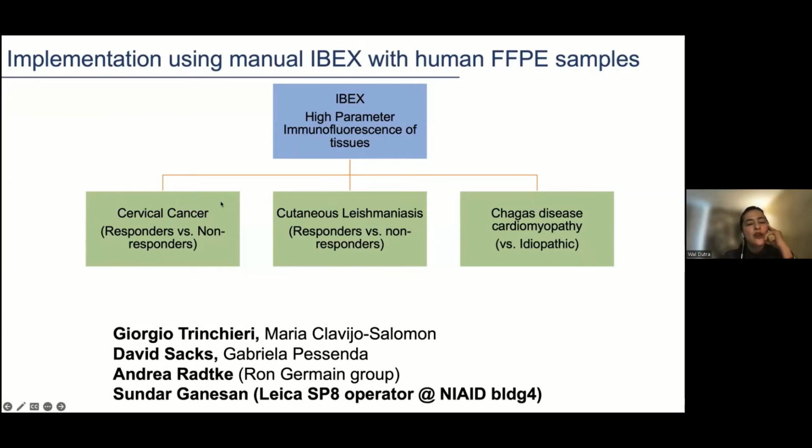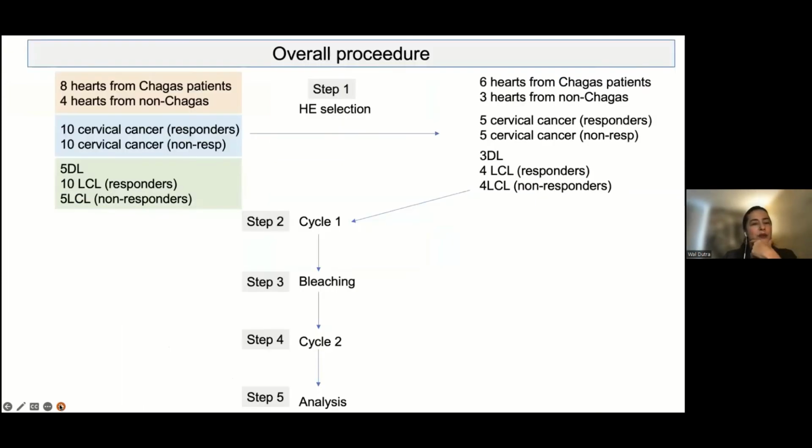So we used cervical cancer samples, as I mentioned, cutaneous leishmaniasis, and Chagas disease cardiomyopathy samples, all using different fluorescent-labeled monoclonal antibodies and the different cycles for IBEX.